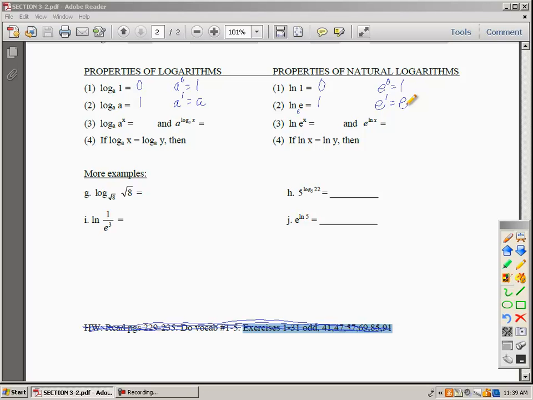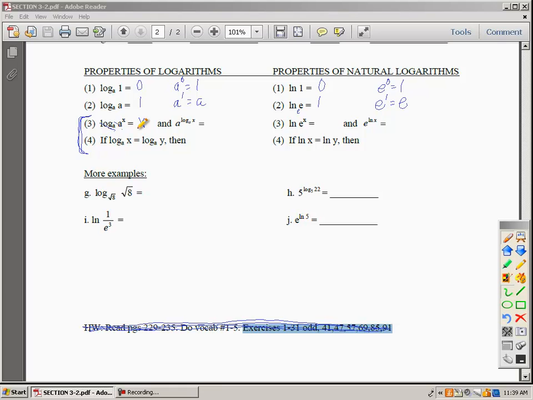This third and fourth property are going to be huge for us. We are going to use these two probably the most. Here's the exciting part about 3. If the base of the log is the same as the base of the exponent, the log and the base will cancel. You're left with just the x.